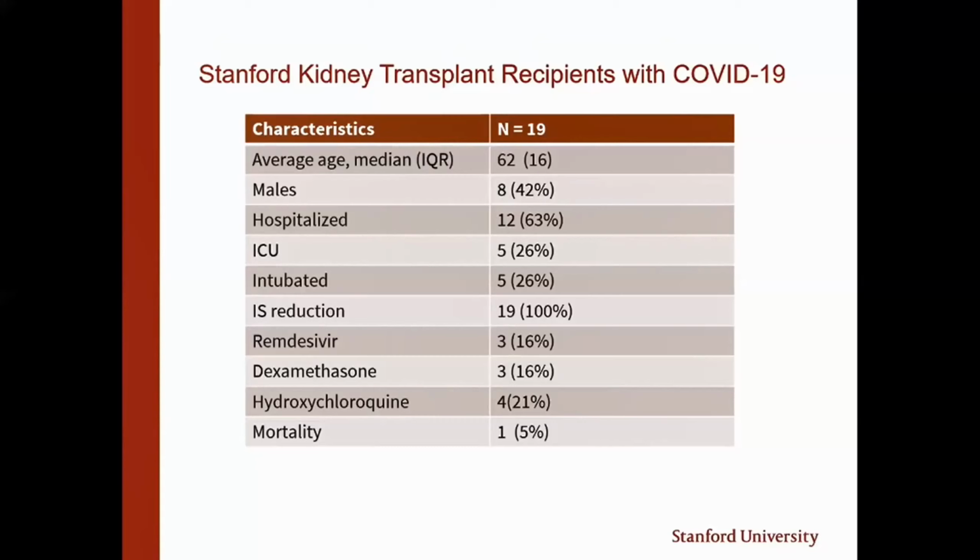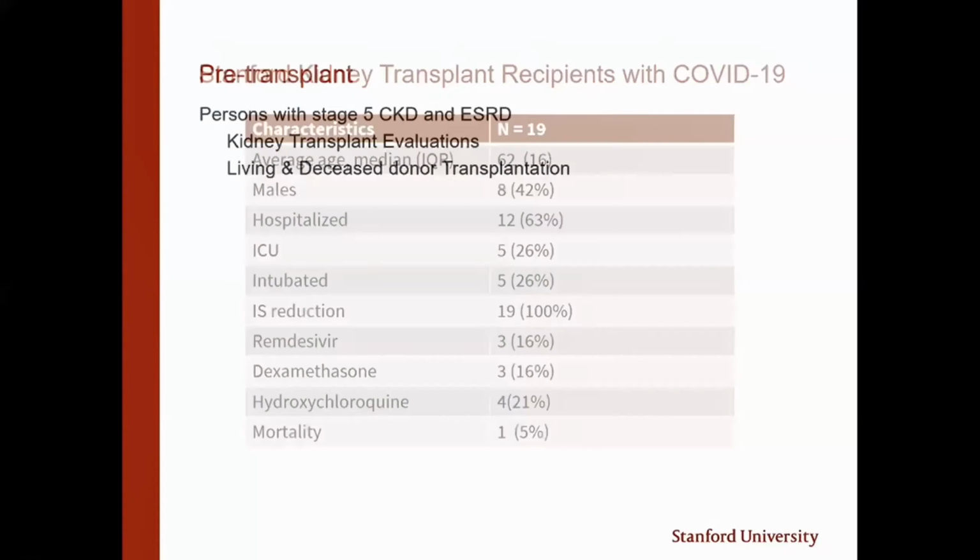26% of patients have been in the ICU. 26% of patients have been intubated. All patients have been managed with immunosuppression reduction. And depending on the sites where patients are ending up at, our patients have received a variety of therapies, including remdesivir, dexamethasone, hydroxychloroquine. We have had 1 out of the 19 patients pass away from COVID-19 complications, giving us a mortality rate of 5%.